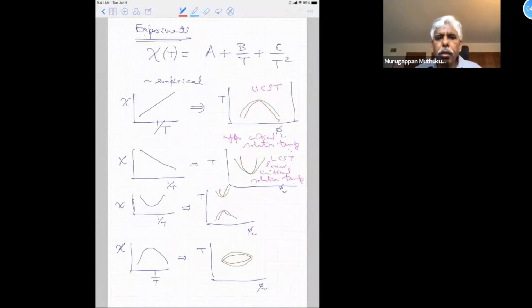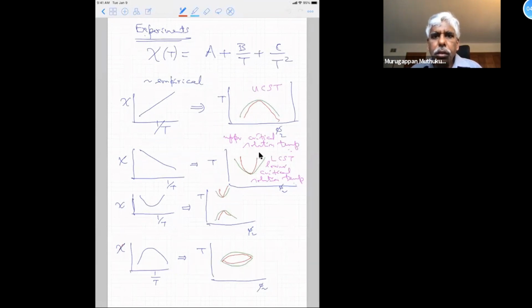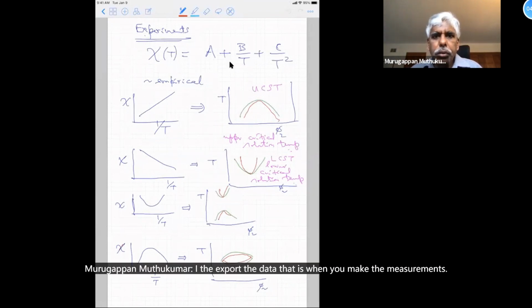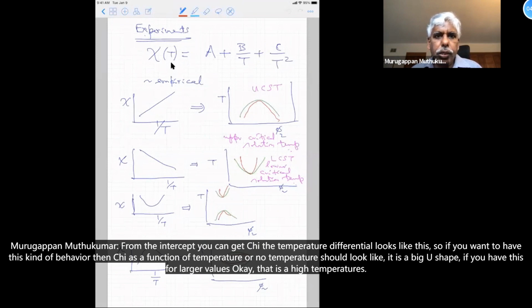Okay. So this is what we talked about, right? As the question was raised empirically, the experimental data, that is when you make the measurements using the Ornstein-Zernike plot from the intercept, you can get chi. The temperature dependence looks like this. So if you want to have this kind of behavior, then chi as a function of temperature, or 1 over temperature, should look like this big U shape.